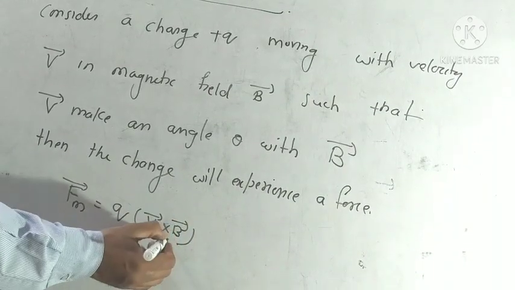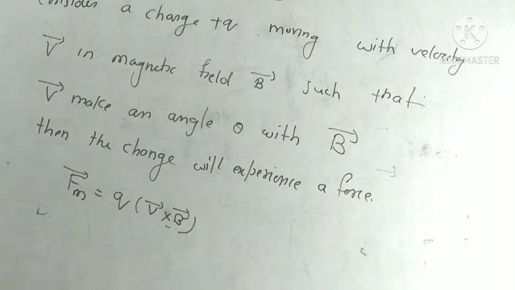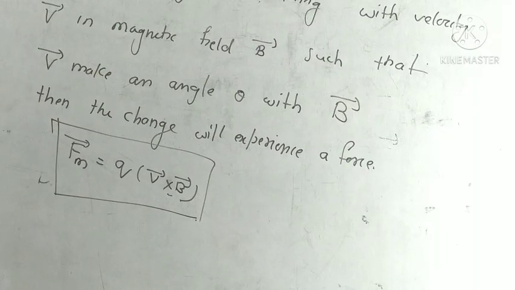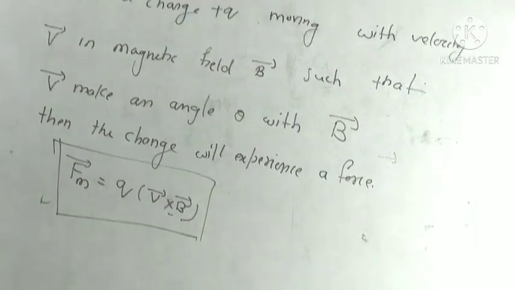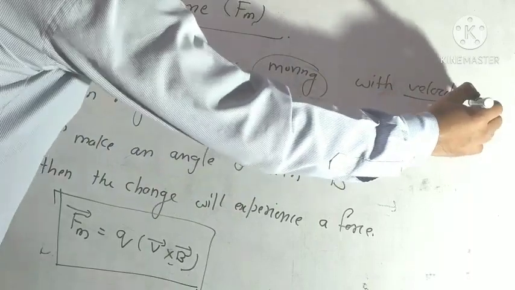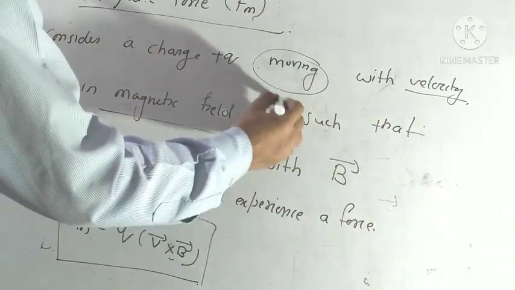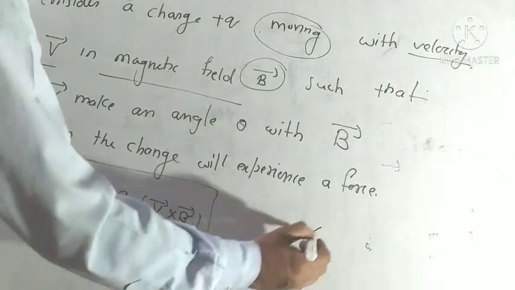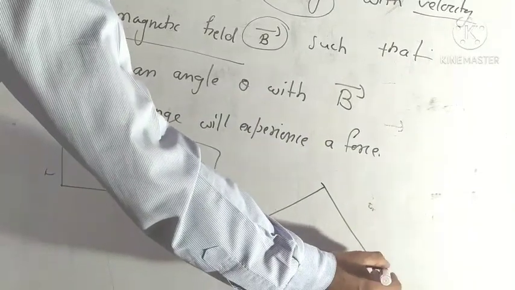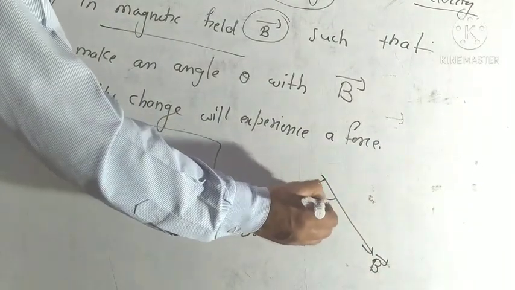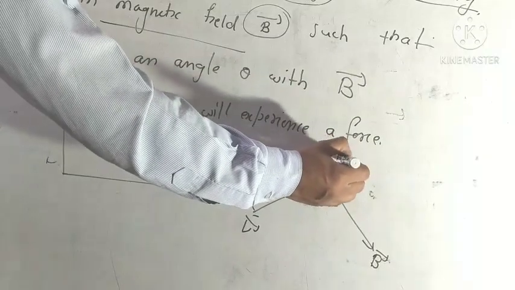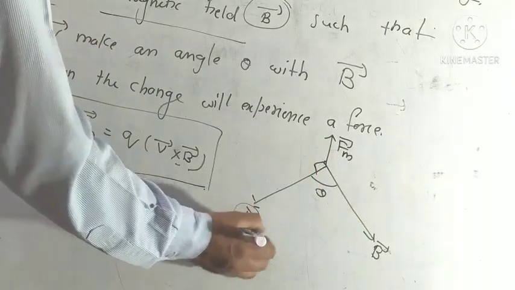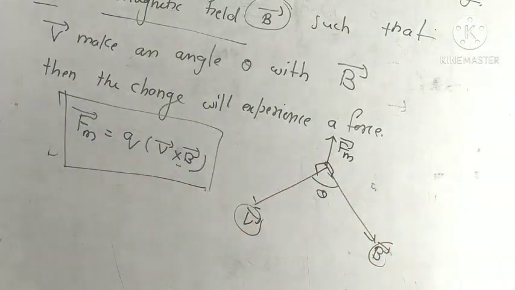Here is the cross product between these two vectors v and B, and magnetic field is a vector quantity. So consider a charge q moving with velocity v in magnetic field B, such that v makes an angle theta with the magnetic field, and the magnetic force is perpendicular to both v and B.